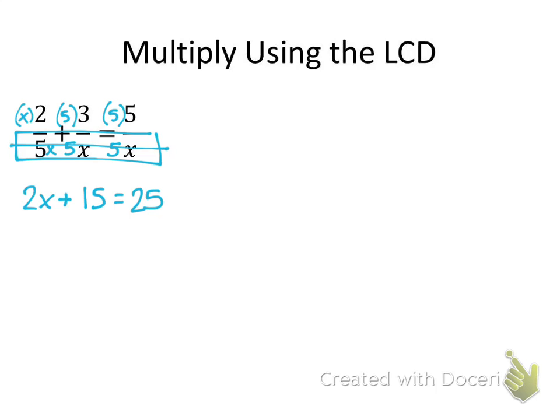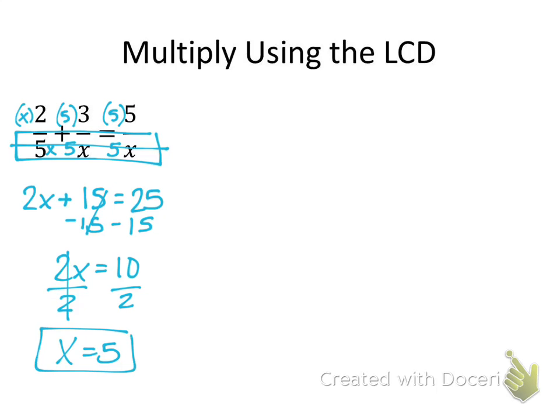So now, all I'm trying to do is solve for x. So what should I do? Subtract 15. Very good. Subtract 15, and I get 2x equals 10. Then I just divide by 2, and x equals 5. That's my final answer. That's exactly how you multiply using the LCD in order to find a variable.